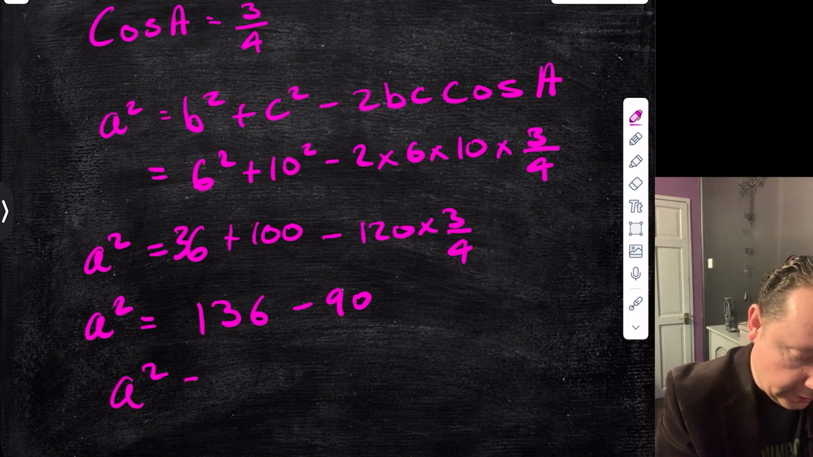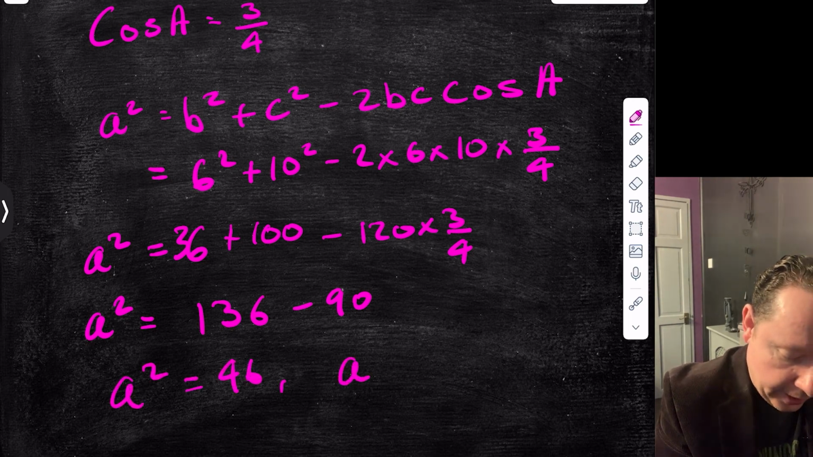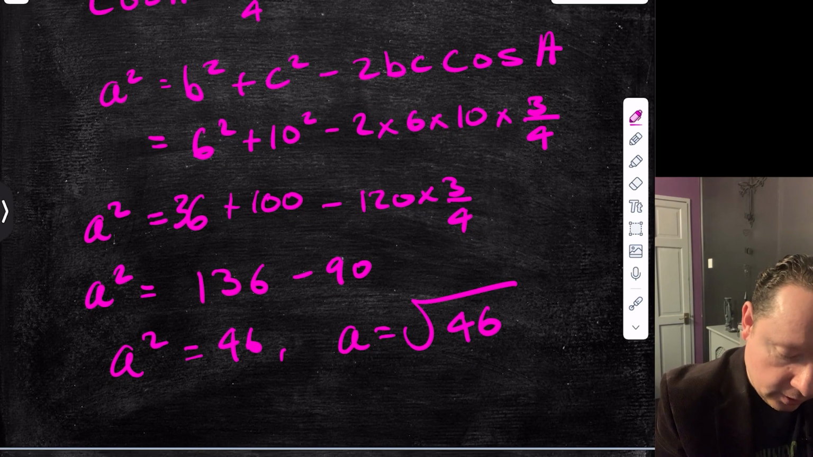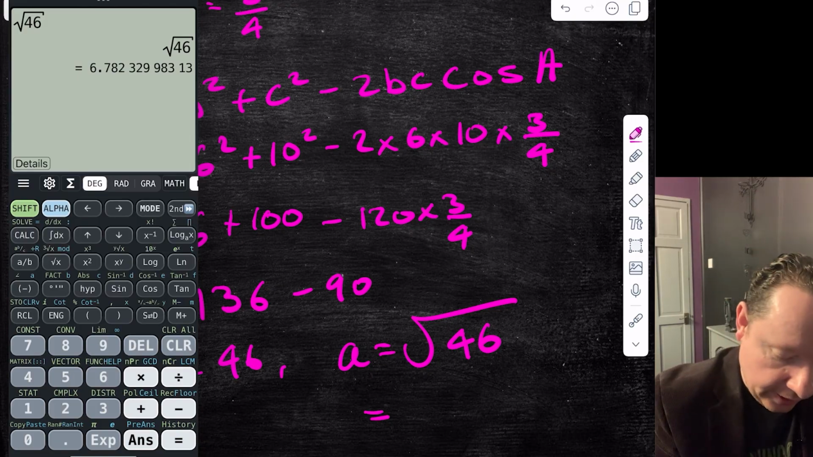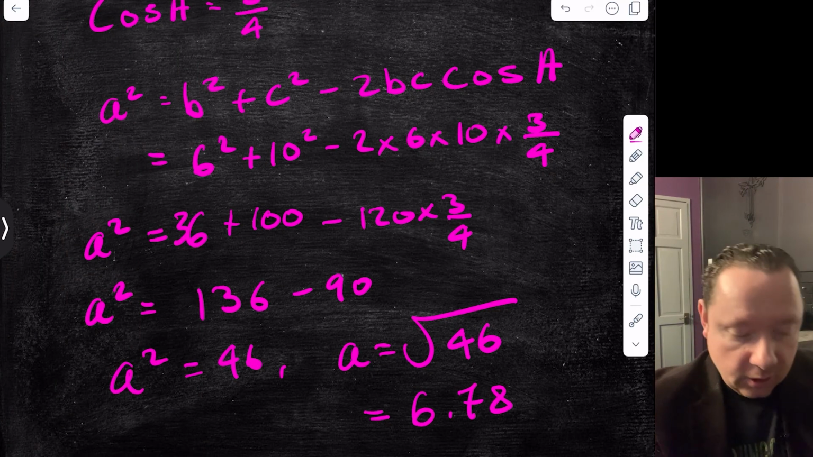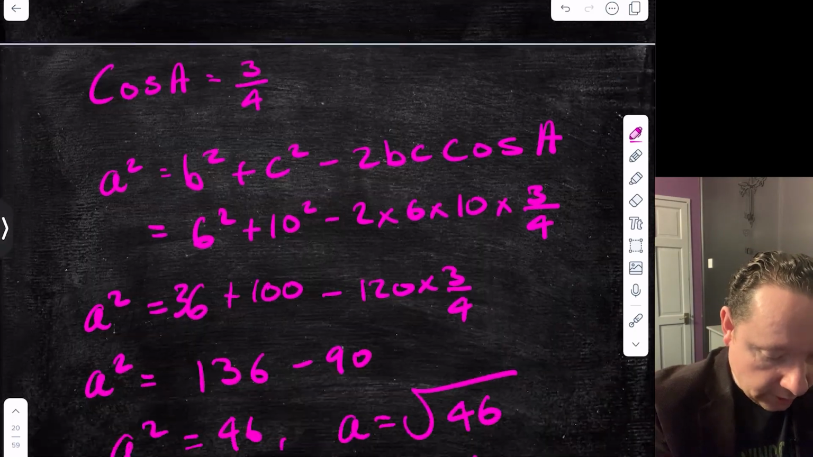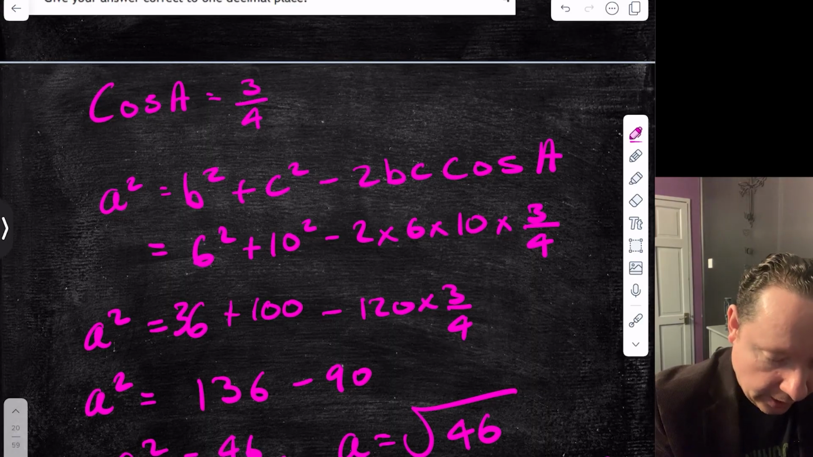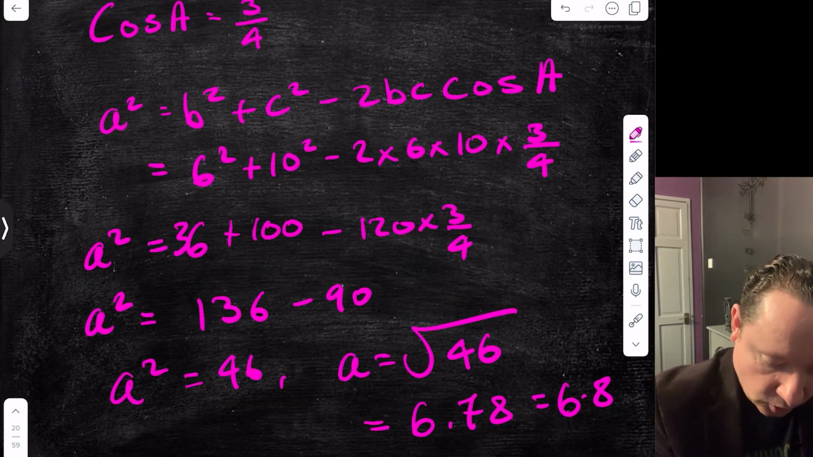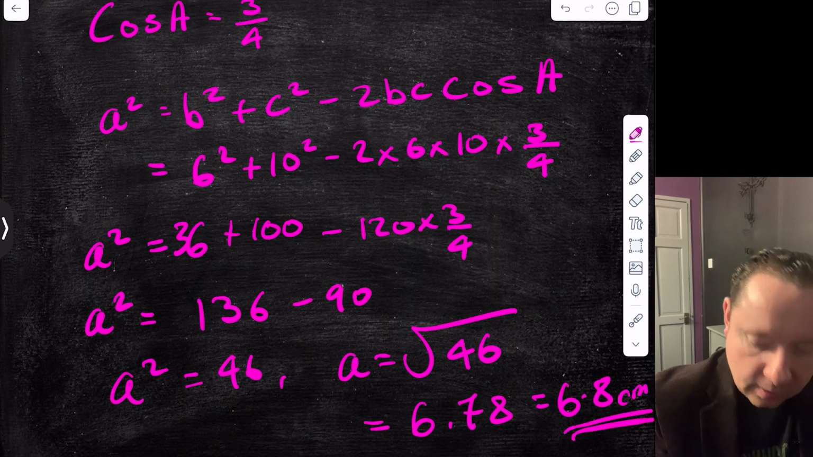So we get a squared equals 46. So a is the square root of 46. Even I can't do that without a calculator. So square root of 46 is 6.78. Now let's just check if there's any units or rounding to do in this question. 1 decimal place, so that equals 6.8, and the units were centimetres. And we're done there.